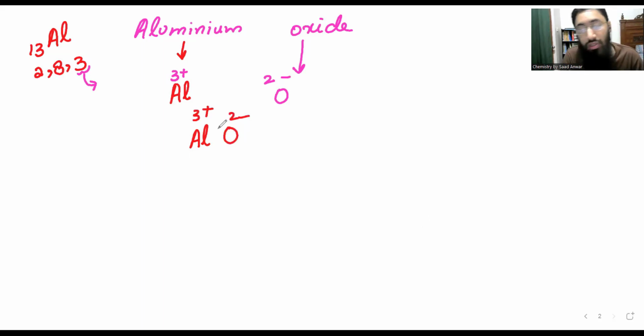We do crossing over. Transfer this 2 here, transfer this 3 here, and the final formula will become Al2O3, aluminium oxide.